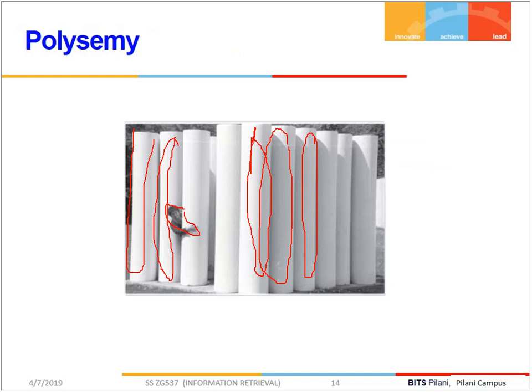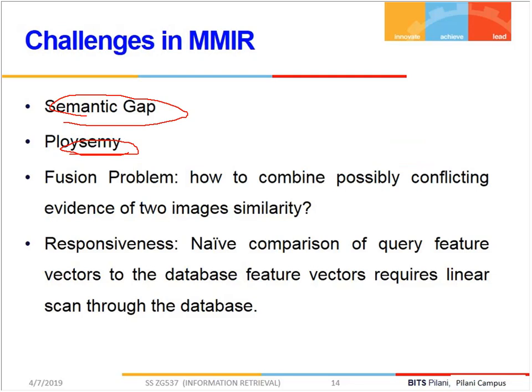Okay. Then another problem could be how to combine possibly conflicting evidence of two images' similarity. For example, one image is that of a car and the other image is that of a book. Now this car and book have different features. A car can have a model number, mileage, etc. And a book can have a year of publishing, who the publisher was, and who the authors were.